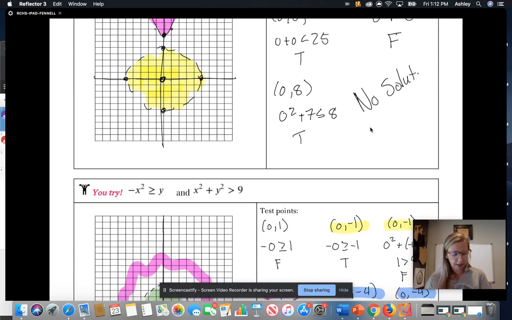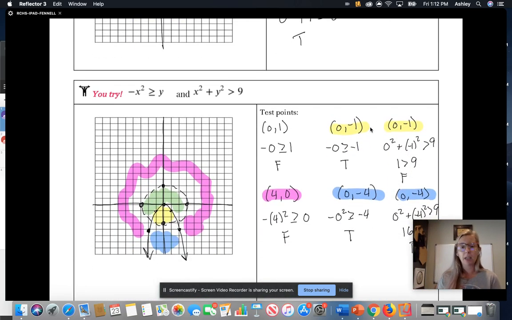All right, last but not least, the next U-try problem. Again, we have a circle and a quadratic. I have graphed them out for you. Dashed line for our circle, solid line for our quadratic. I identified 4 different regions that we could possibly live in, and we're testing those out. I'm guessing that my 0, 1 was my green. 0, up 1. Yeah, that looks good.